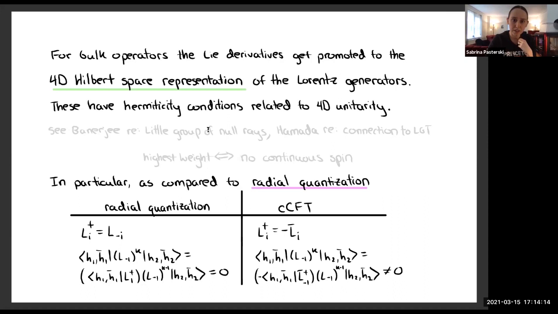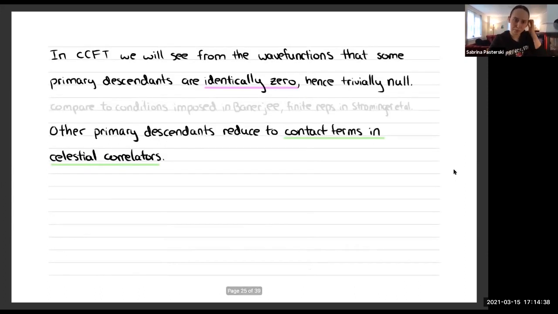One other thing to point out is a shout out to some of Banerjee's early work, and also the work by Hamada, which connects the little group transformations to large gauge transformations. Essentially, the highest weight condition, which you can have fun with from the point of view of the wave functions, is really related in the Hilbert space to the fact that you don't have continuous spin representations of the little group.